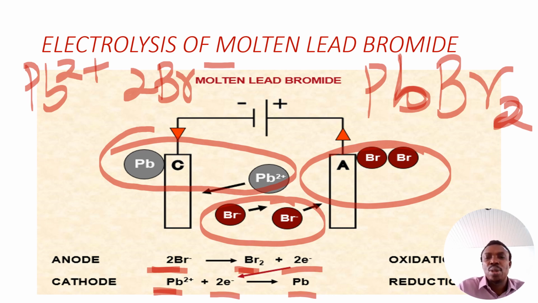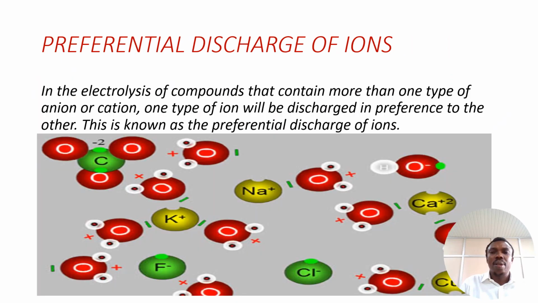So inside the solution, you only have what? Cations, positively charged ions from the electrolyte, and negatively charged ions from the electrolyte. So we'll just consider the electrolysis of a molten substance, the electrolysis of a molten salt. If the ionic compound is in its molten state, we'll have ions from the electrolyte only, which are the positively charged ion and the negatively charged ion. So the positively charged ion goes to the cathode, while the negatively charged ion goes to the anode.